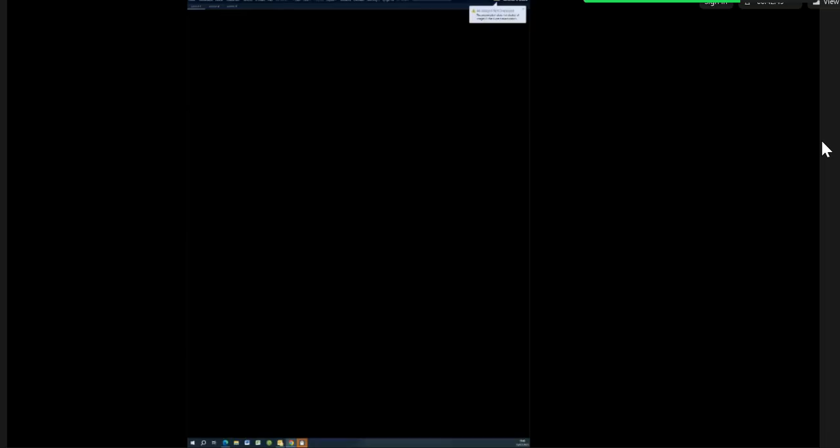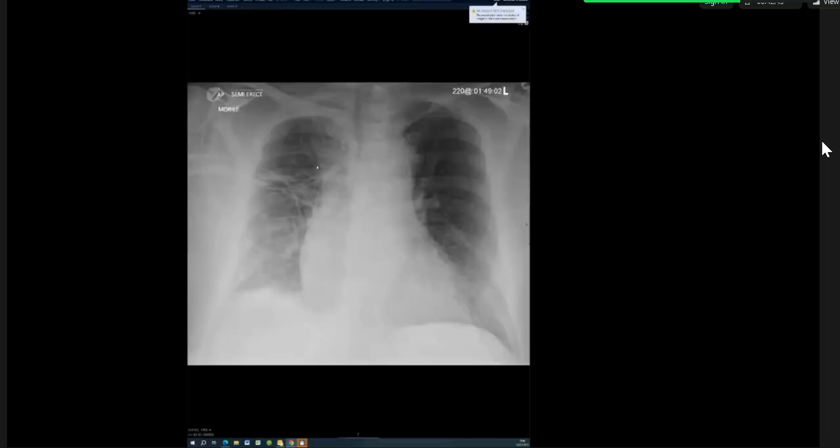So this one, don't worry about the diagnosis straight away. Just focus on going about it the right way. So this patient is looking like they're in heart failure. So describe the X-ray for me first.